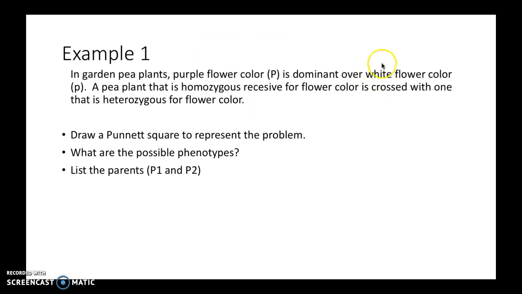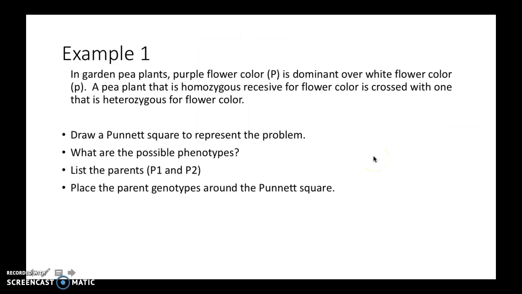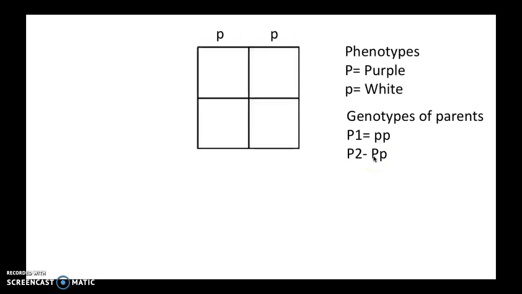Next, we're going to list the parents. Here's our keyword: crossed. So we have homozygous, same, recessive. So that means 2 lowercase alleles. And we have heterozygous, which is dominant allele, recessive allele. So we're going to list our parents below our phenotypes: homozygous recessive, lowercase, lowercase, and heterozygous. Next, we're going to place the parent genotypes around the Punnett square. So parent 1 is going to go up top, lowercase, lowercase, recessive, recessive. And parent 2 is going to go over to the side, heterozygous, a dominant allele and a recessive allele.